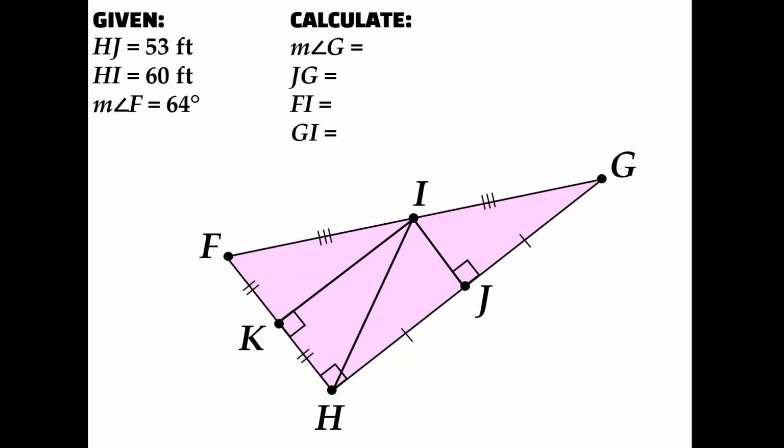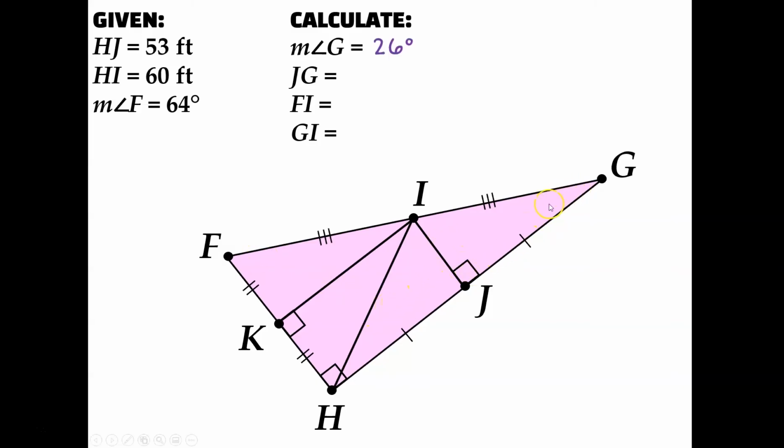We're going to start with the measure of angle G. Now all we were told is that angle F is 64, but that should be plenty of information to figure out angle G because it's a right triangle, so according to the corollary to the triangle sum theorem, angle F plus angle G must equal 90 degrees. So since F is 64, G must be 26.